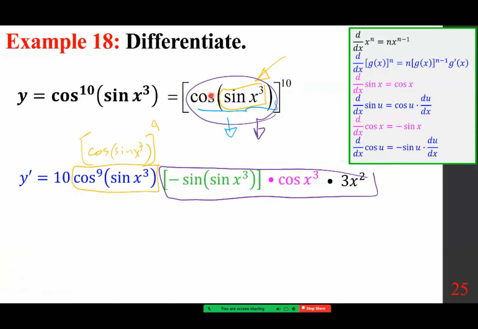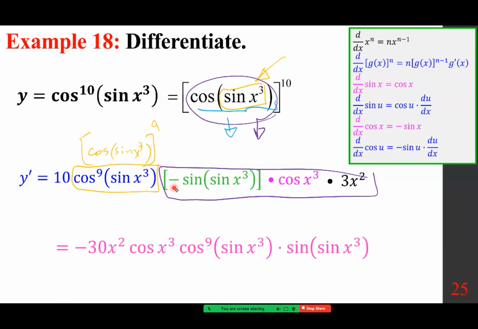How do you take the derivative of the inside? Cosine gives you negative sine of the same thing. Sine gives you cosine of x cubed, and x cubed gives you 3x squared. We're just going to write this as 3x squared times 10 with the negative sign gives you negative 30x squared. Now, cosine of x cubed we write first, and then cosine to the power of 9 of sine x cubed, sine of sine x cubed. However you want to write that, but this is the final answer. This is a type of question you got to pay attention to because we can easily make a mistake.